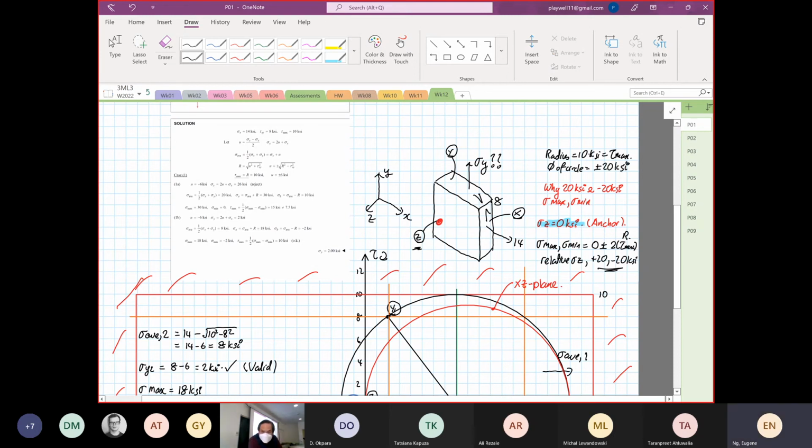Agreed? Johannes, you agree? So that is why our tau max and tau mean is 20. That's it. Okay.